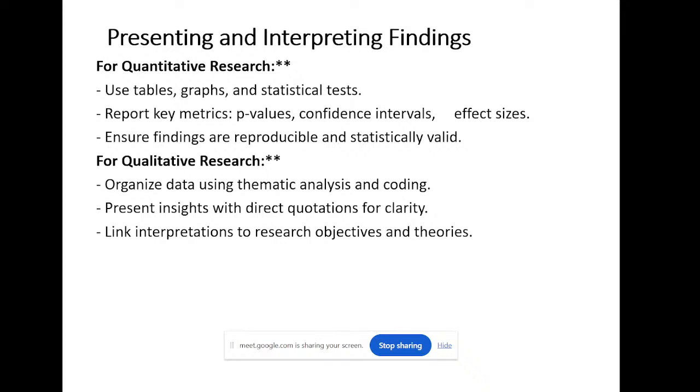So for quantitative research, most often than not, we use tables, graphs, and statistical tests. And then of course we report key metrics, right? P-values, confidence intervals, effect sizes. Now on the p-values, even though this is not a quantitative class, I just want to comment that more often than not, others report coefficients that are significant at 1%, 5%, or 10%. They are all acceptable, but the majority would report at 5%.